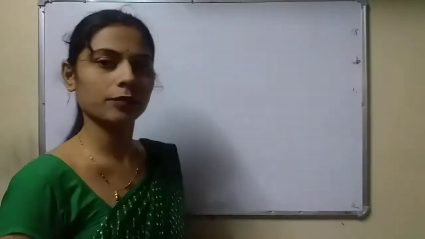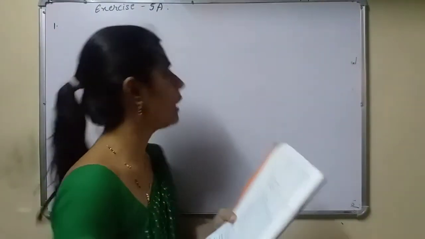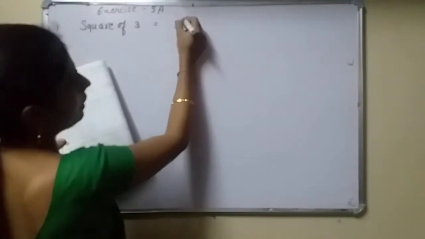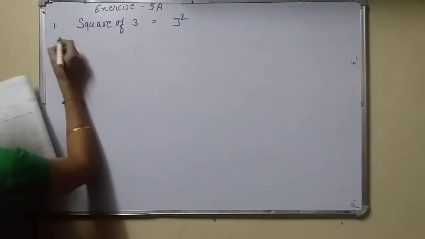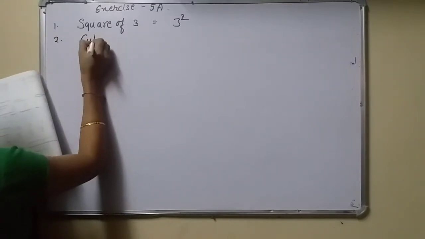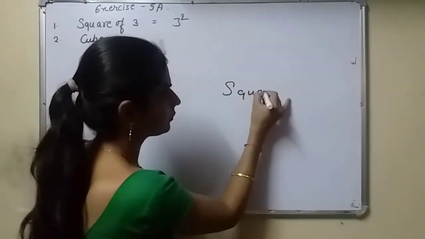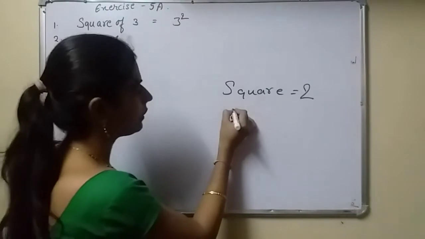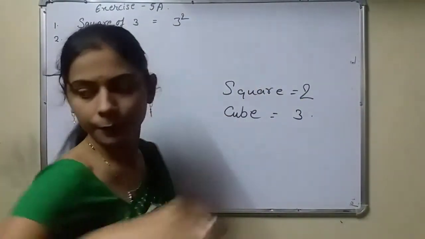See, let us start some exercise questions. Write the following in exponential form. How can you write the square of 3? Square of 3 means 3 to the power 2. It is 3 squared. Cube of, see, square means what? Square means in the power you have to put 2. If they are asking about cube, cube means in the power you have to put 3.